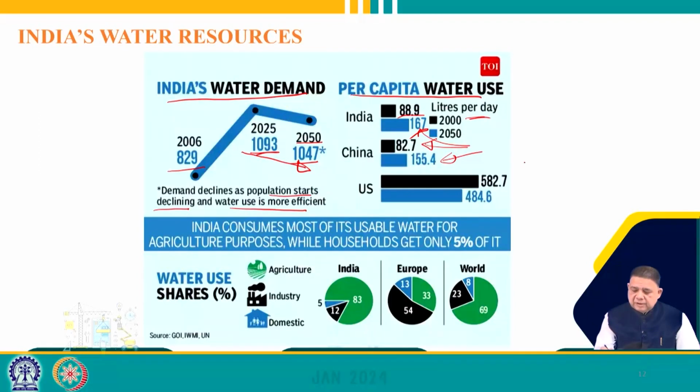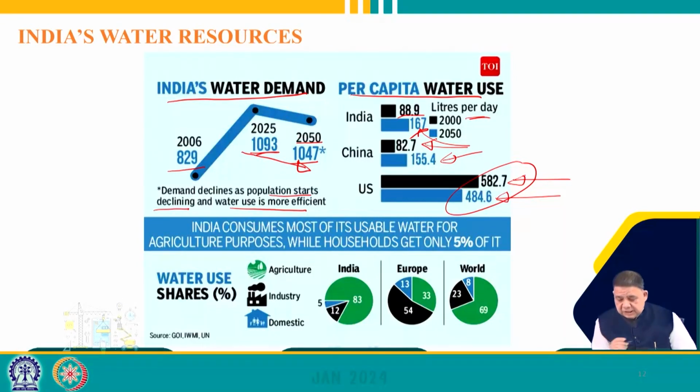But if you look at the US, the numbers are staggering, because they are probably one of the largest users of per capita per day water. In 2000 the value was 582.7 liters per day, and it is projected to go down to 484.6 liters per day in 2050. So, we are pretty stable in the sense, but not in comparison to the advanced countries like the US.